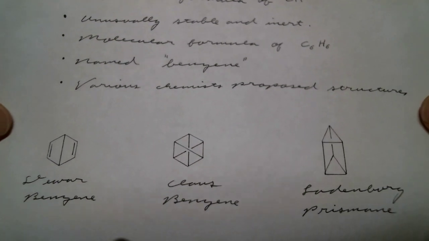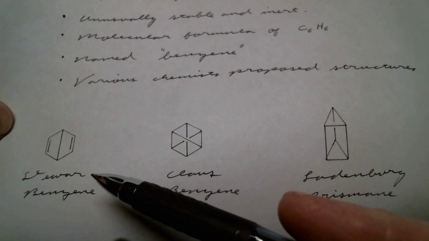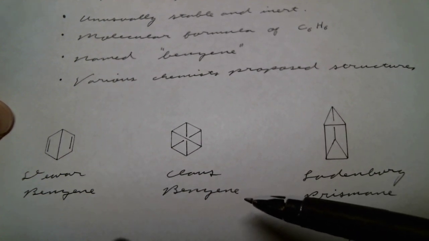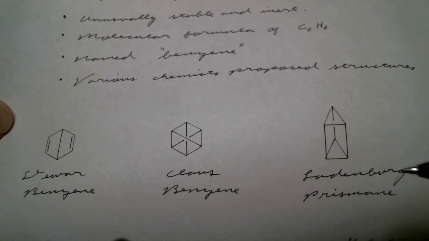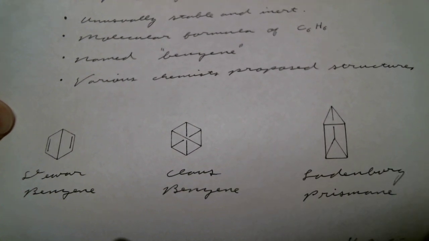This was the time before NMR. We have Dewar benzene, which is kind of interesting. Claus benzene, which is a little crazy in terms of bonding. And then, of course, Ladenburg prismane.